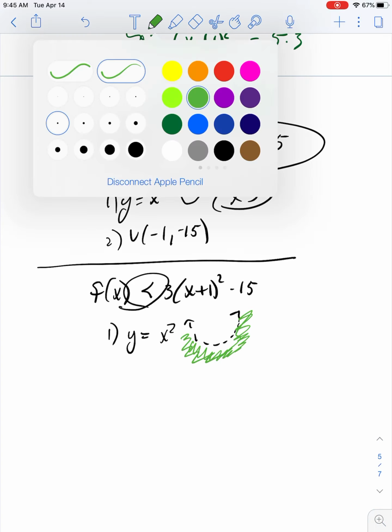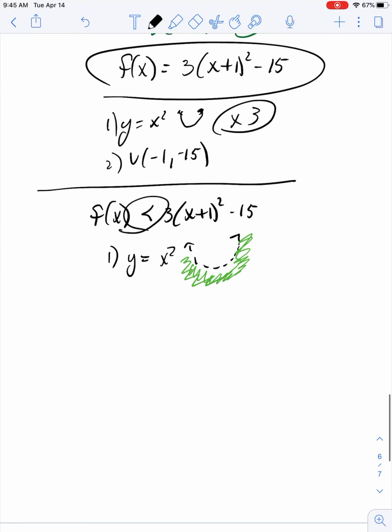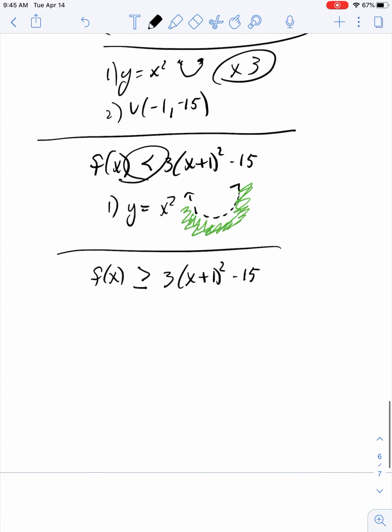So what's some other combinations here? So let's say we have, say, f of x. Let's go greater than or equal to 3 times x plus 1 squared minus 15. So therefore, on my parent graph, y equals x squared, now it's going to be a solid line. And the way I'm going to shade, since it's greater, maybe shaded above. And that's the only thing changing.